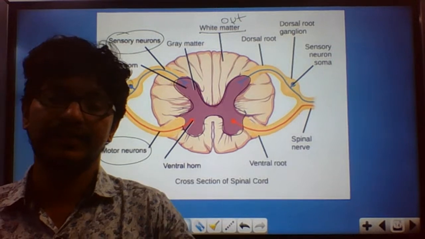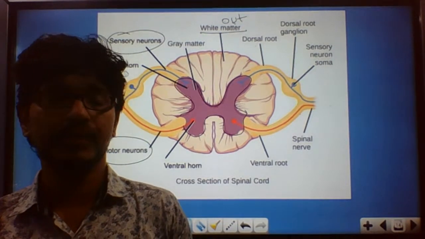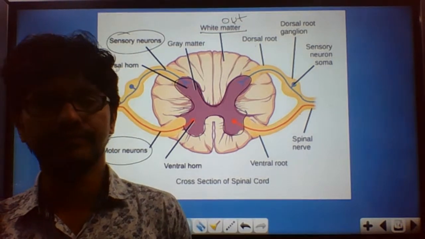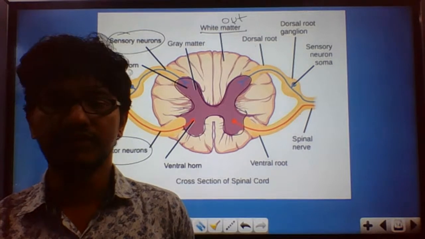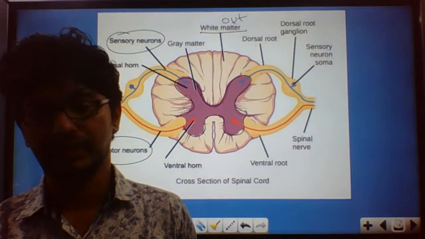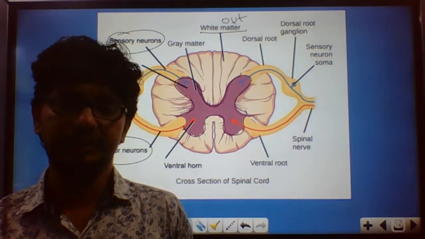We're almost done with the central nervous system, that is the brain and the spinal cord. We're done with the peripheral nervous system. In the peripheral nervous system, we discussed the cranial nerves and spinal nerves. In the autonomic nervous system, we discussed the sympathetic and parasympathetic nerves, and we covered the anatomical differences between them.